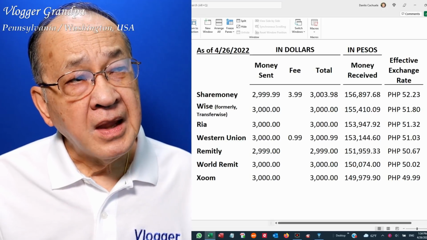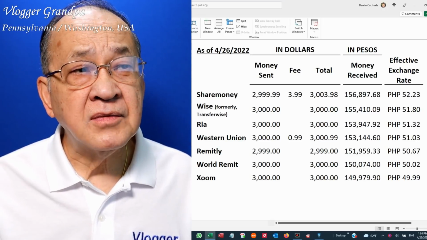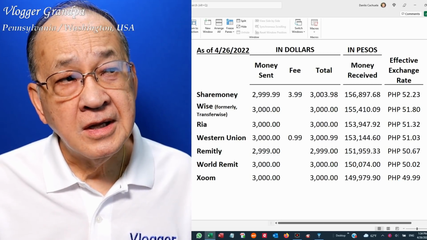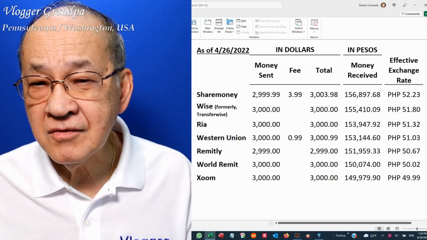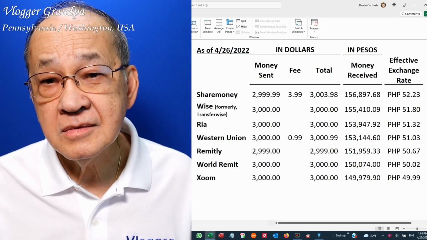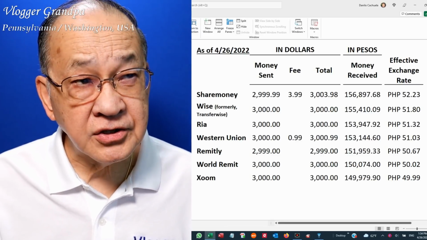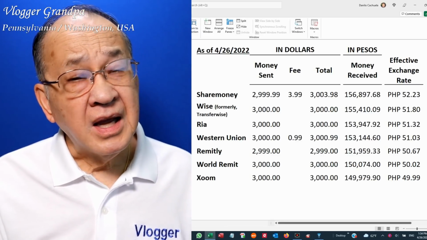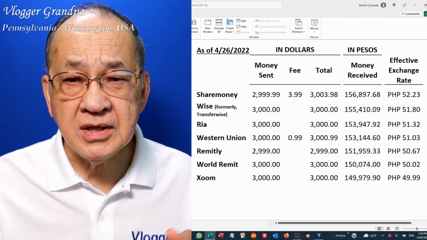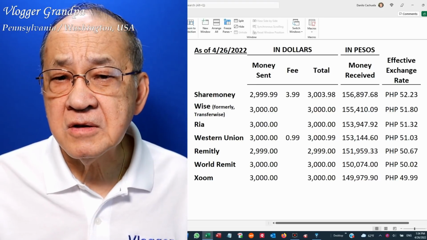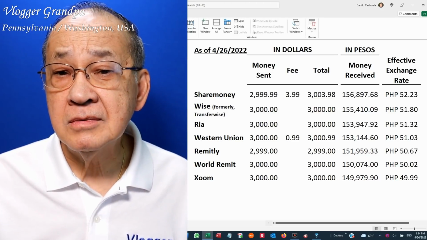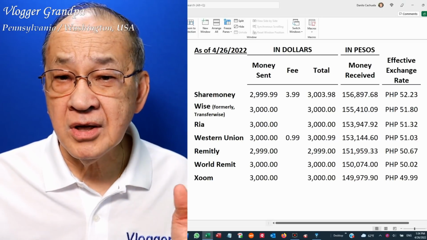Also, Share Money has a promotion. I think the first $500 you send, there will be no fees. Or not fee, but it'll be a higher exchange rate than the balance of what you're sending over $500. Now, I have not used Share Money. I have used Wise, and I have much confidence in Wise. In fact, when I sent the money 2 days ago, I checked it after 5 or 10 minutes, and it was already in my bank account. So, just like that, electronically.